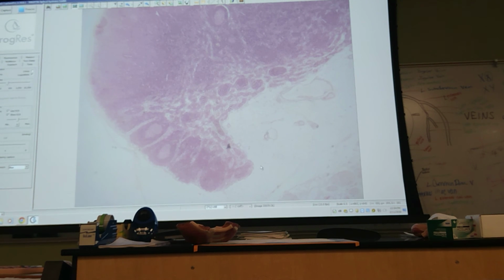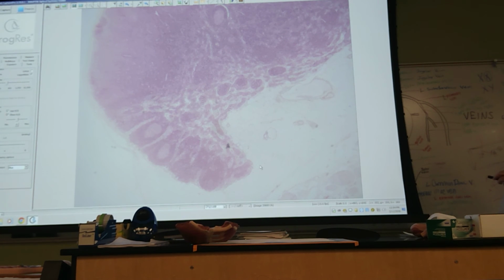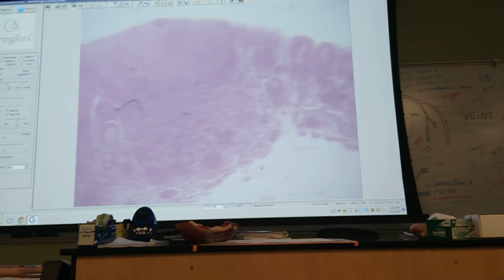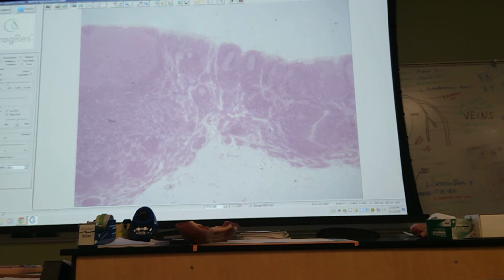And in the cortex, you have these structures. These are called lymphatic nodules. Got some here. Okay? There's one up there. Lymphatic nodule. Okay? You can see a bunch over here. There's no central artery in the lymphatic nodules. Okay?